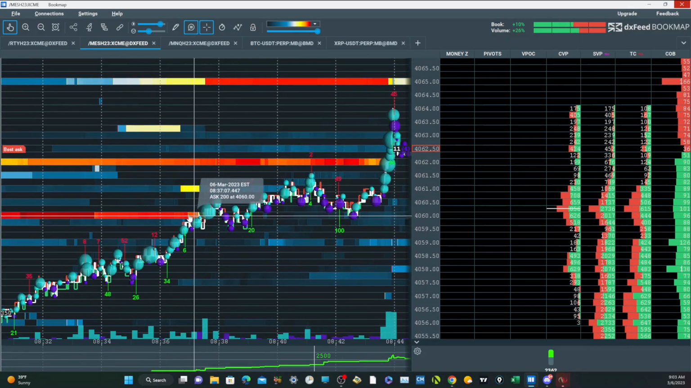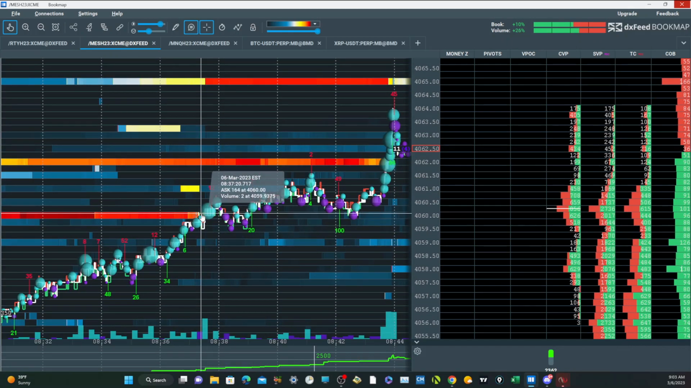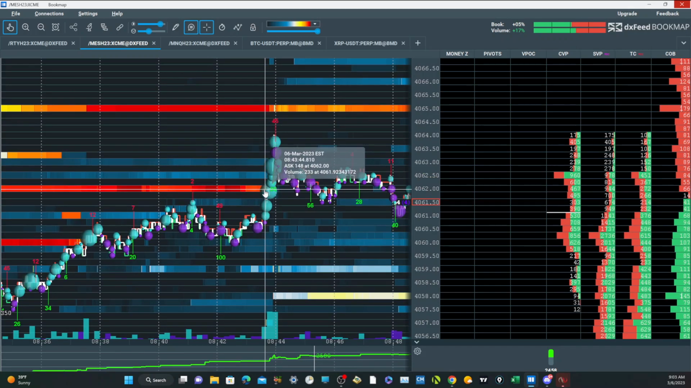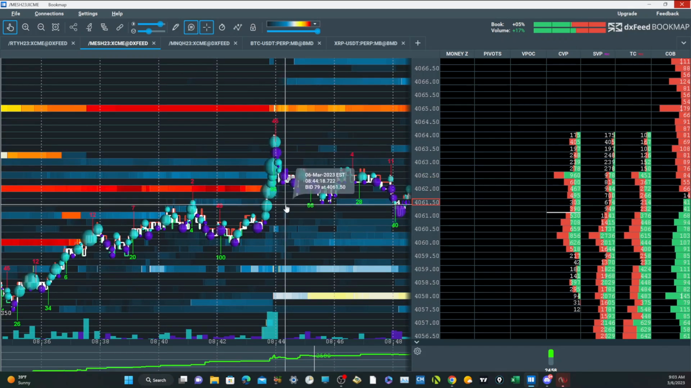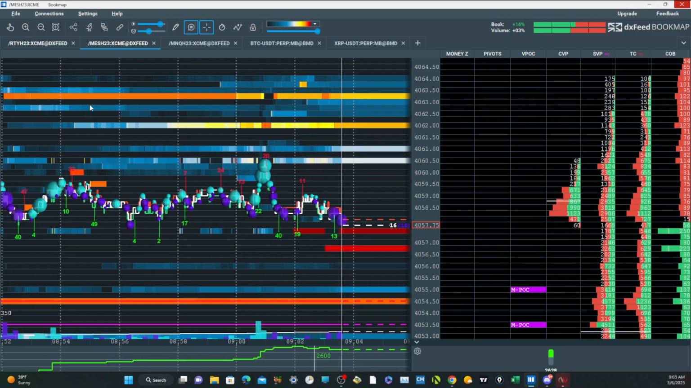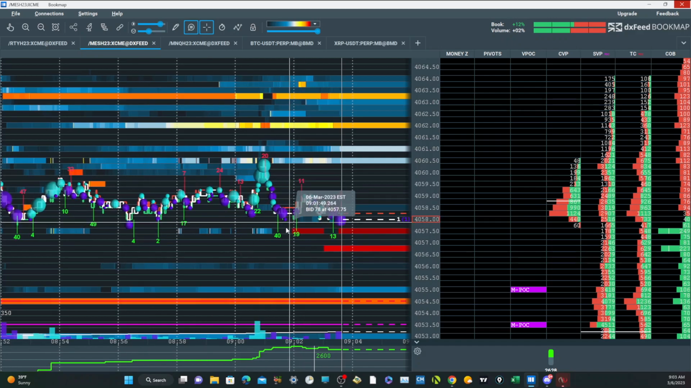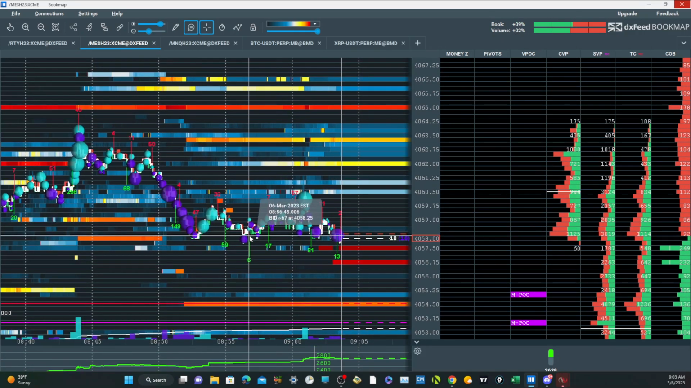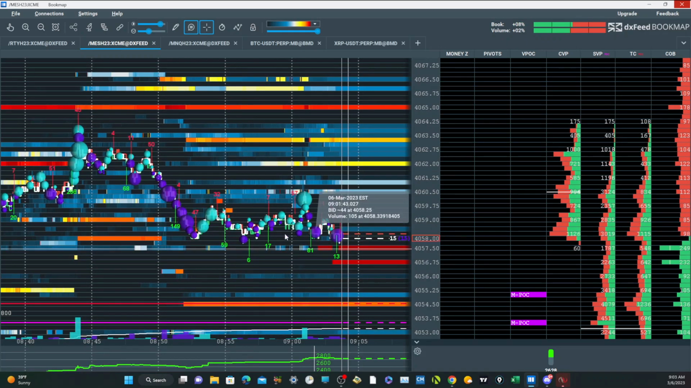You see we ran into this liquidity right here. That's where I took my partial at 40.60, and we ran through this other liquidity on the ask here again at 40.61. So let's see what price action is currently doing. It could still probably get support.